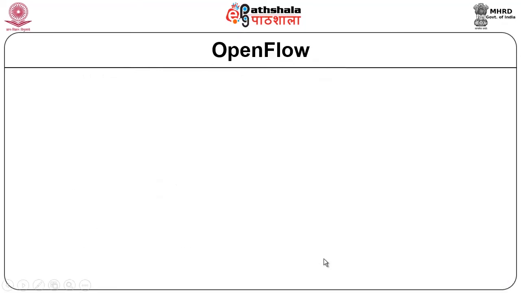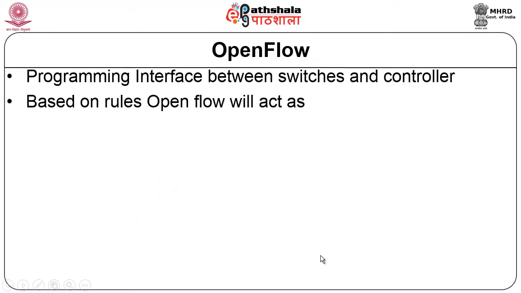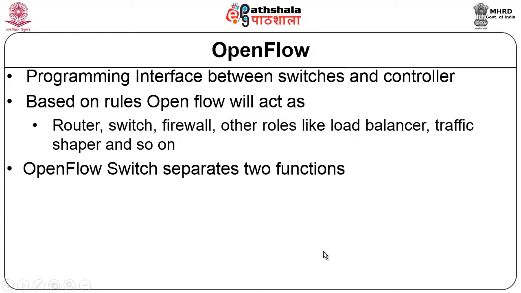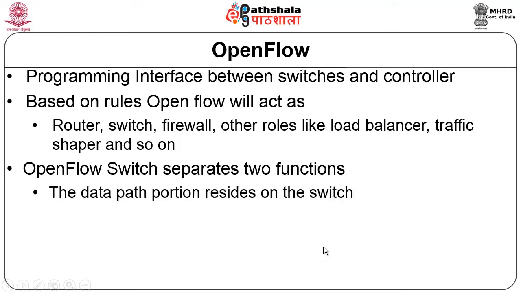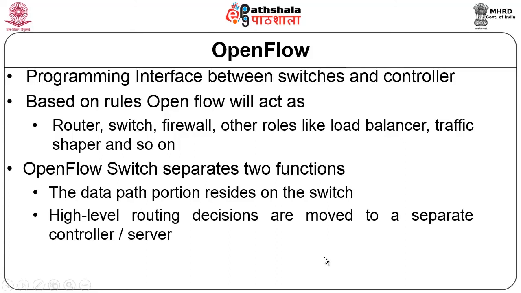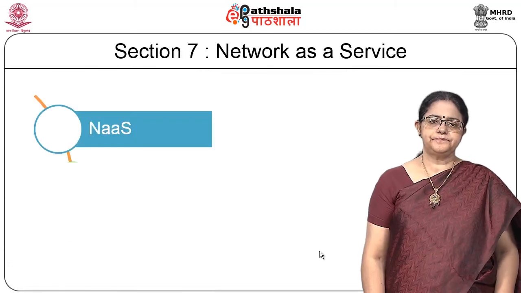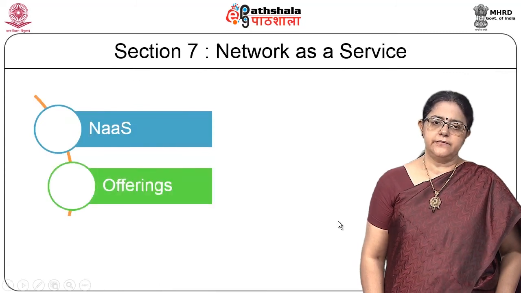It is very flexible. OpenFlow similarly is a programming interface between switches and controllers. Based on the rules, it will act as a router, switch, firewall, etc. It has two functions. One is the data path, which is the switch, the data that has to flow, and the other is the routing decisions, which can be moved between separate controllers. The OpenFlow switch and a controller communicate via the OpenFlow protocol. So, the overall is called network as a service.